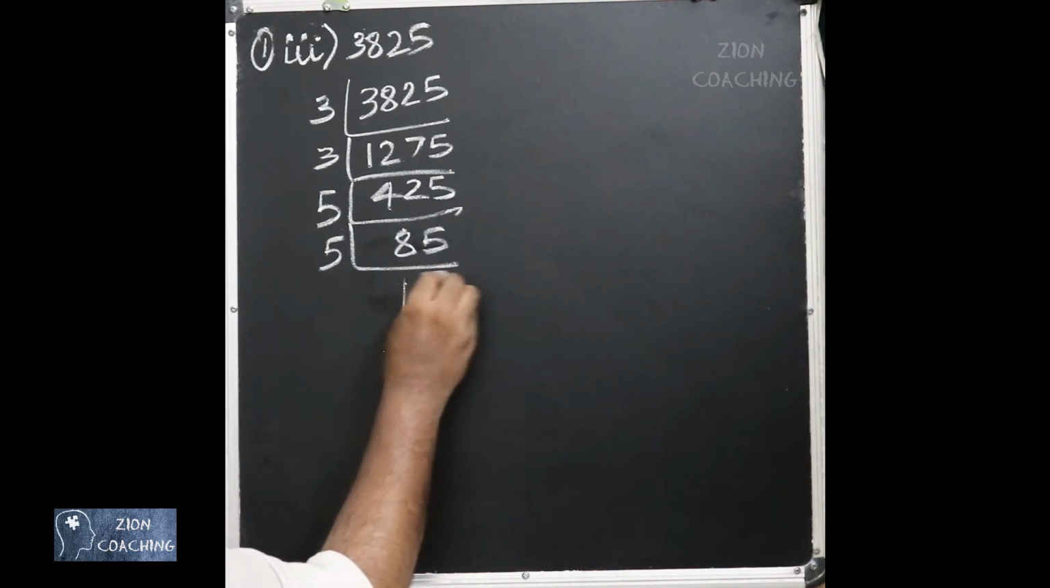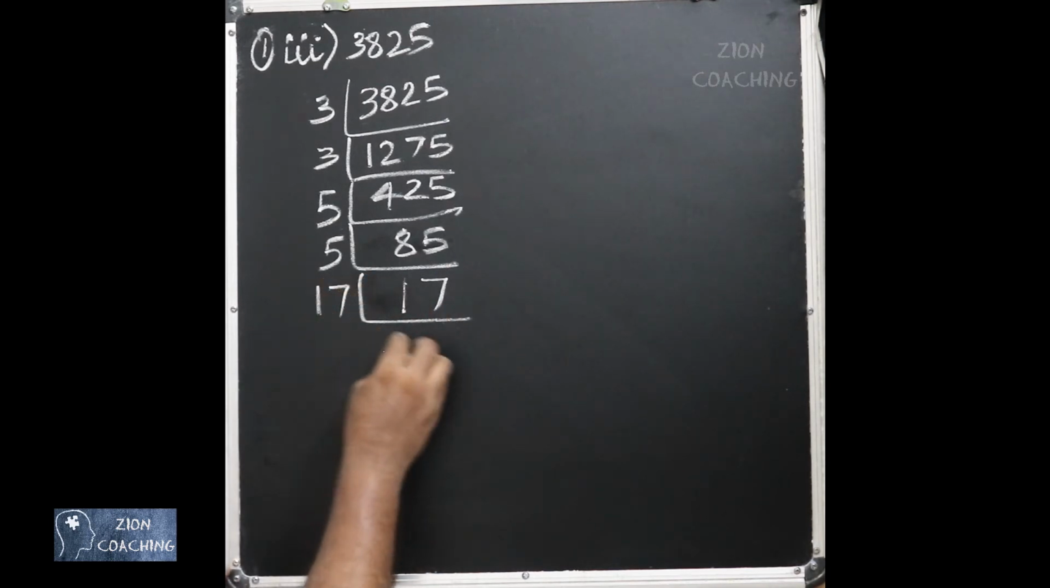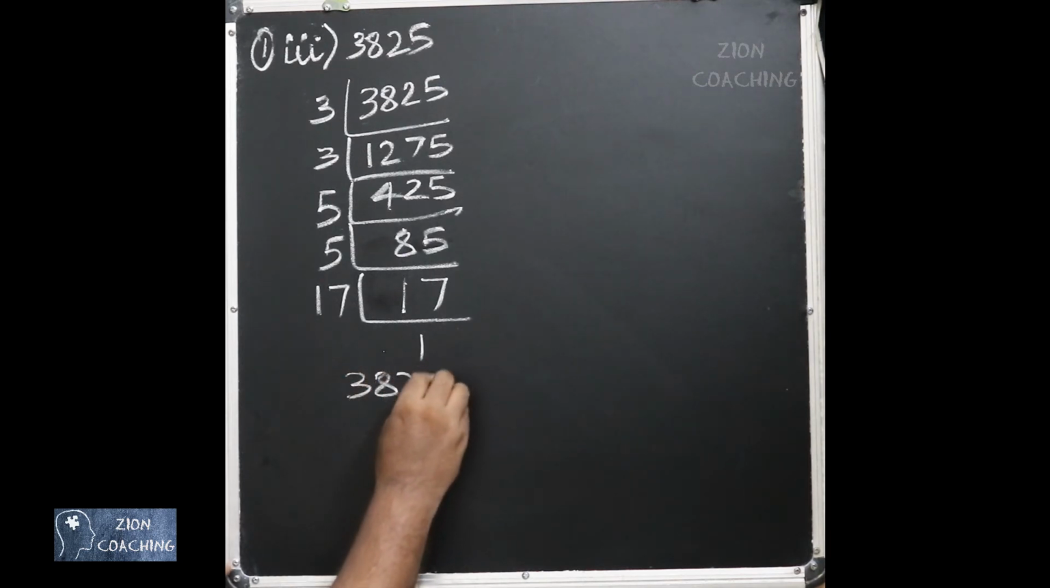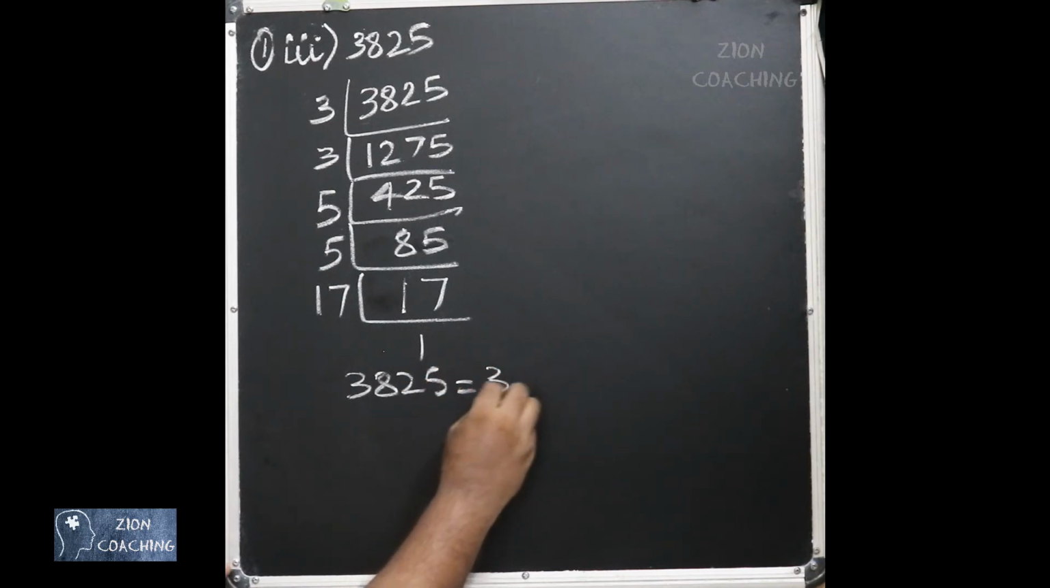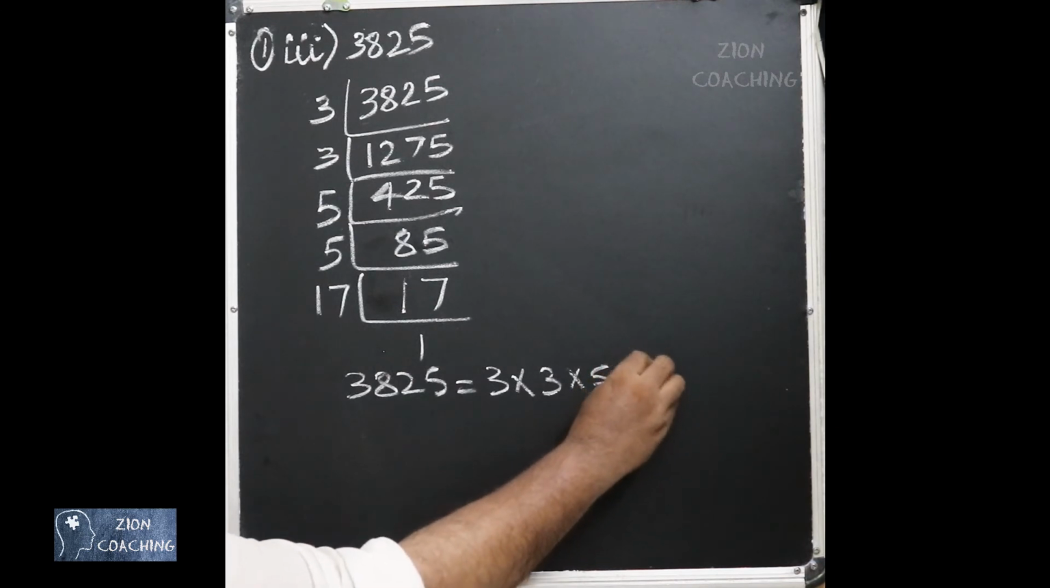1 5 is 5, 7 5s are 35. 17 is a prime number, so it is divisible only by 17. We get 1 when you divide. So this number 3825 can be written as 3 into 5 into 17.